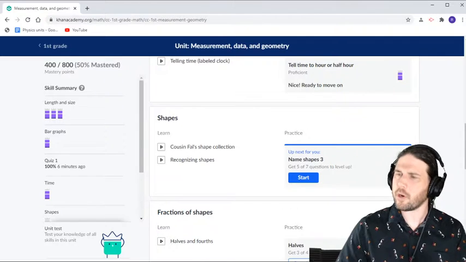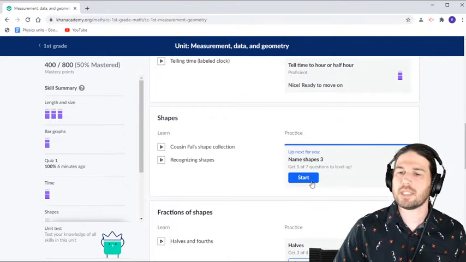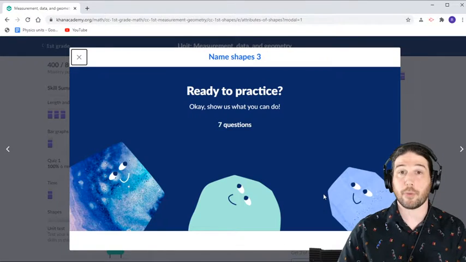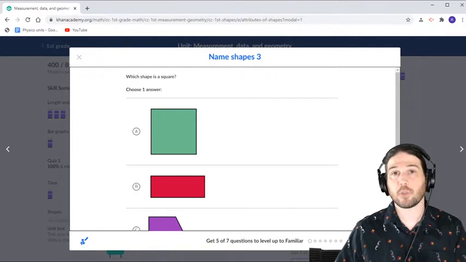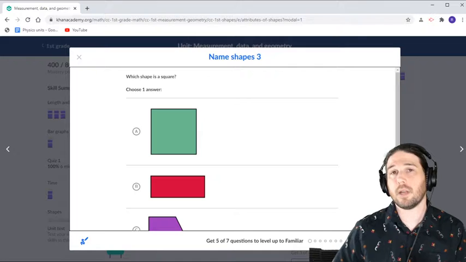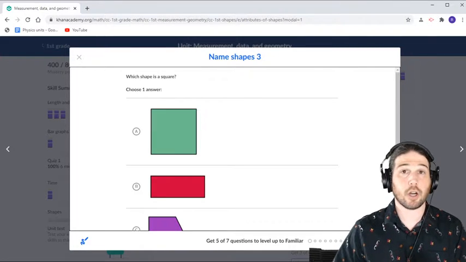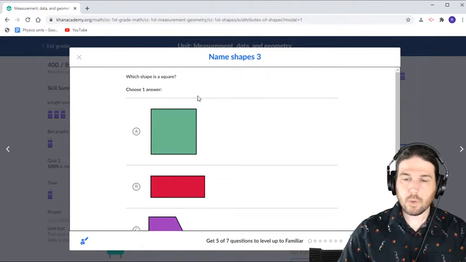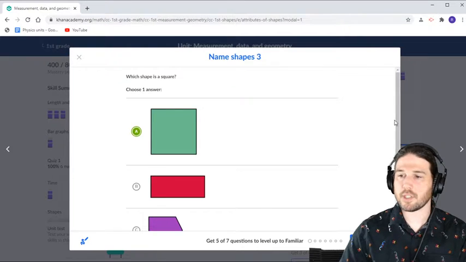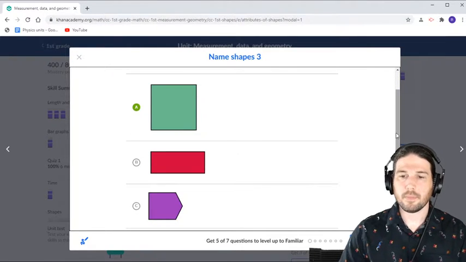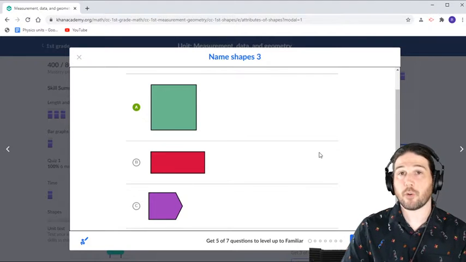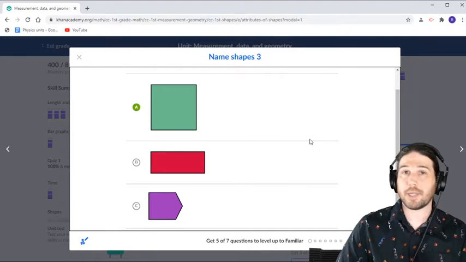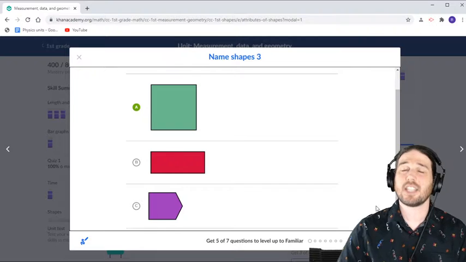Where are we at? We are at 1 hour. We are making pretty good time. Let's name shapes 3. The reason it's called Name Shapes 3, even though it's the first one, is because we did 2 naming shapes exercises in kindergarten. So, which shape is a square? Well, that one's a square. This is not necessarily the time to mention that squares are also rectangles, but not the other way around. That's a later thing.